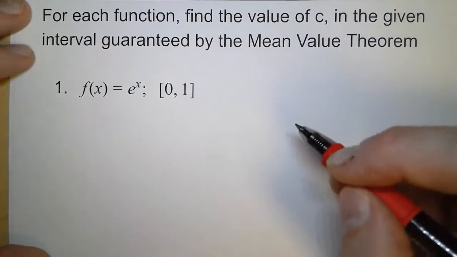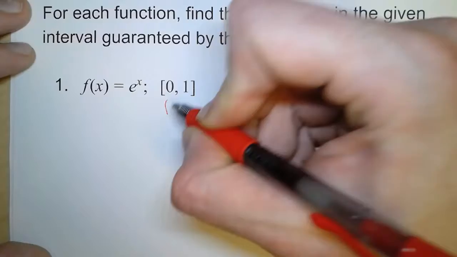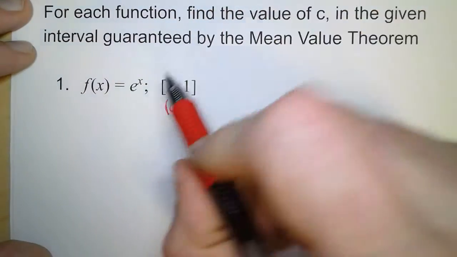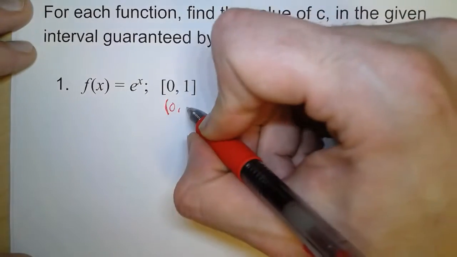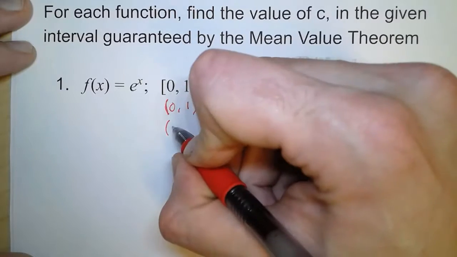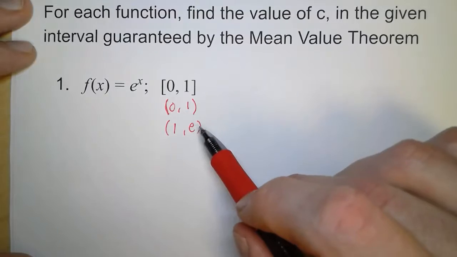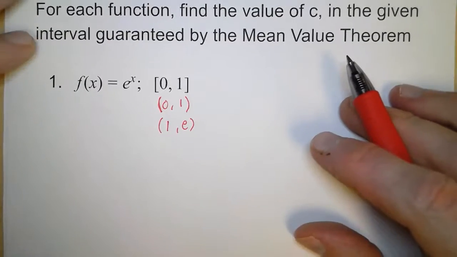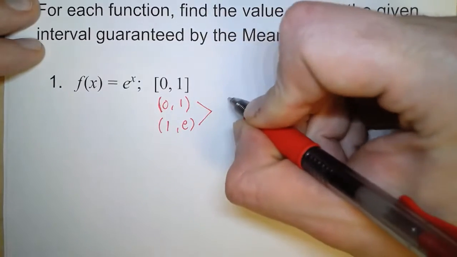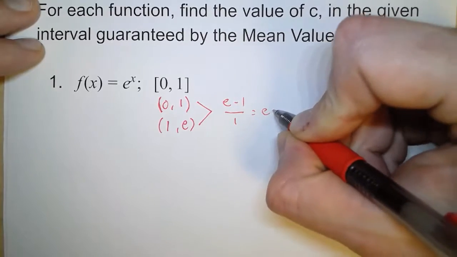So the first thing we have to do is identify the values at the endpoints. Here we've got an interval of 0 to 1. If I plug in an x value of 0, I have e to the 0, and anything to the 0 power is 1. If I plug in 1, e to the 1 is just e. Then I use that to find the slope of the secant line. Together that makes e minus 1 over 1, so that is e minus 1.